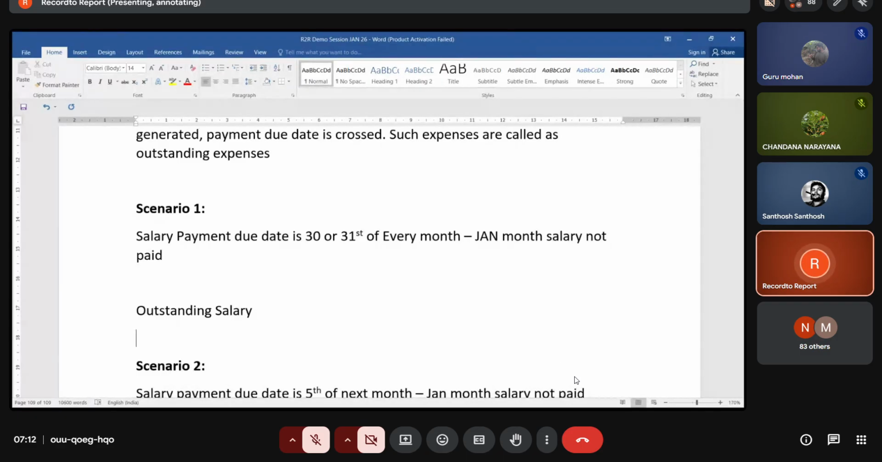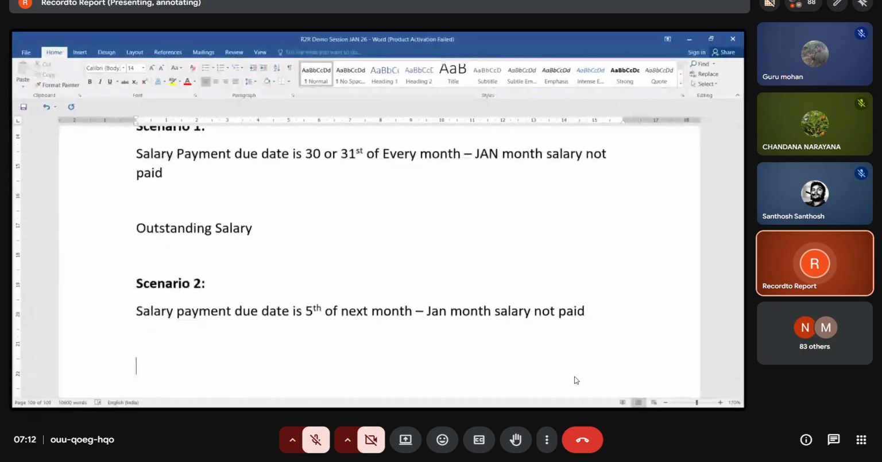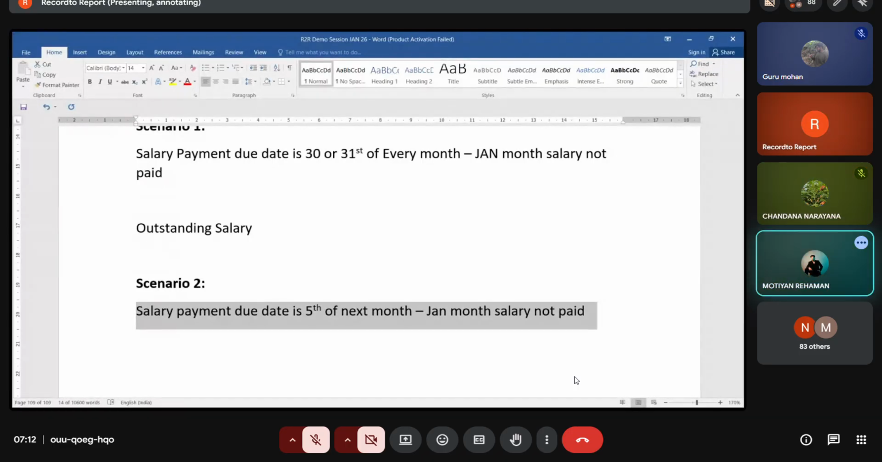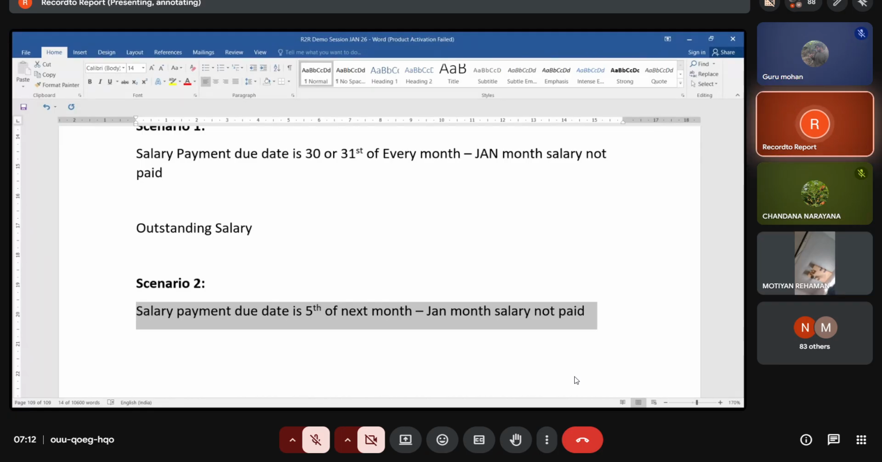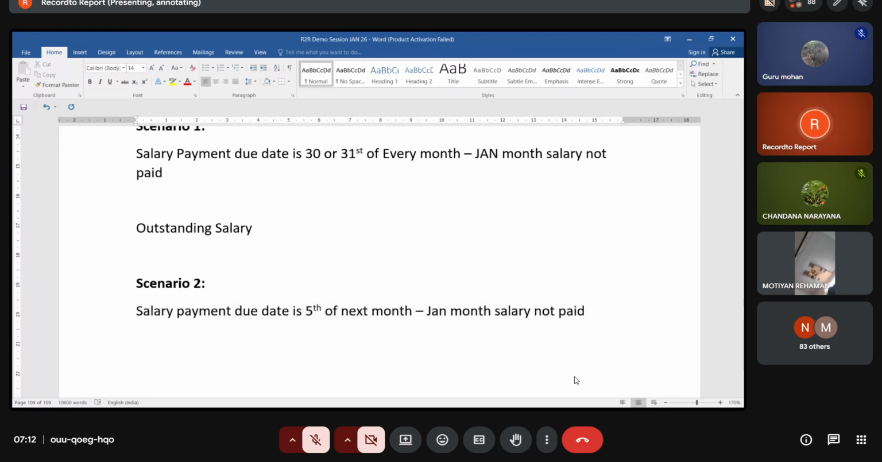In the second scenario, the payment due date is the 5th of next month, that is February 5th. Was the payment made in the month of January? No. So is it outstanding or accrued expenses? It's accrued expenses, guys.